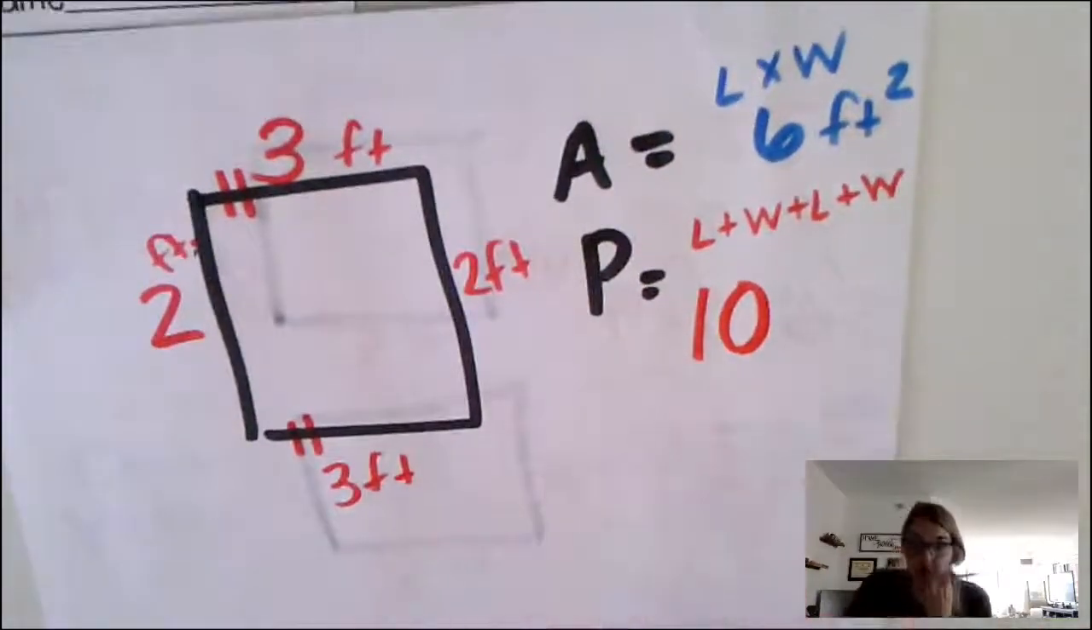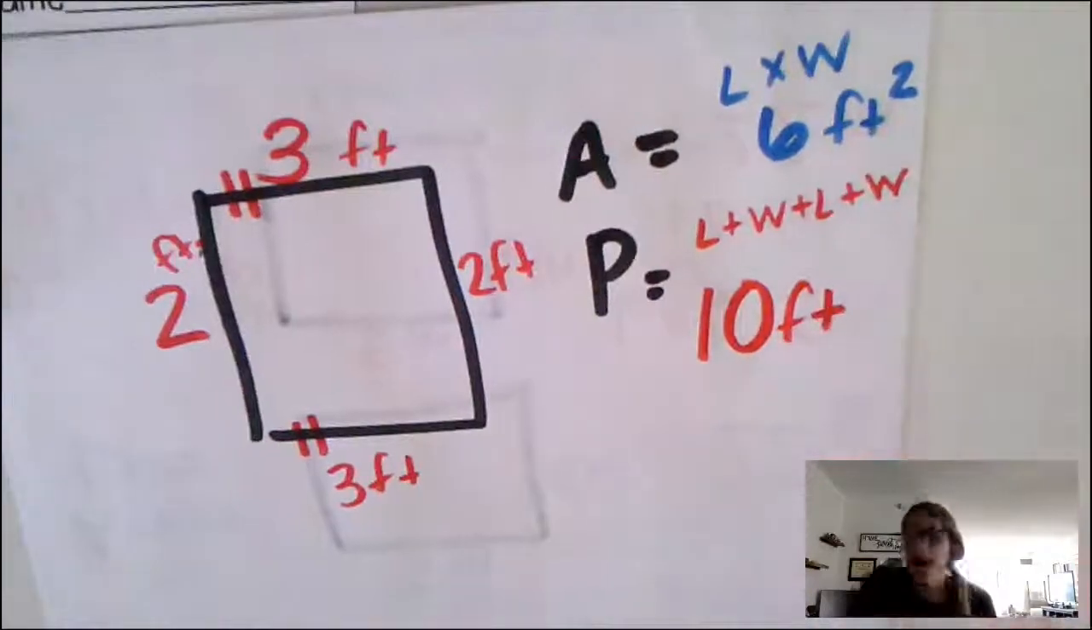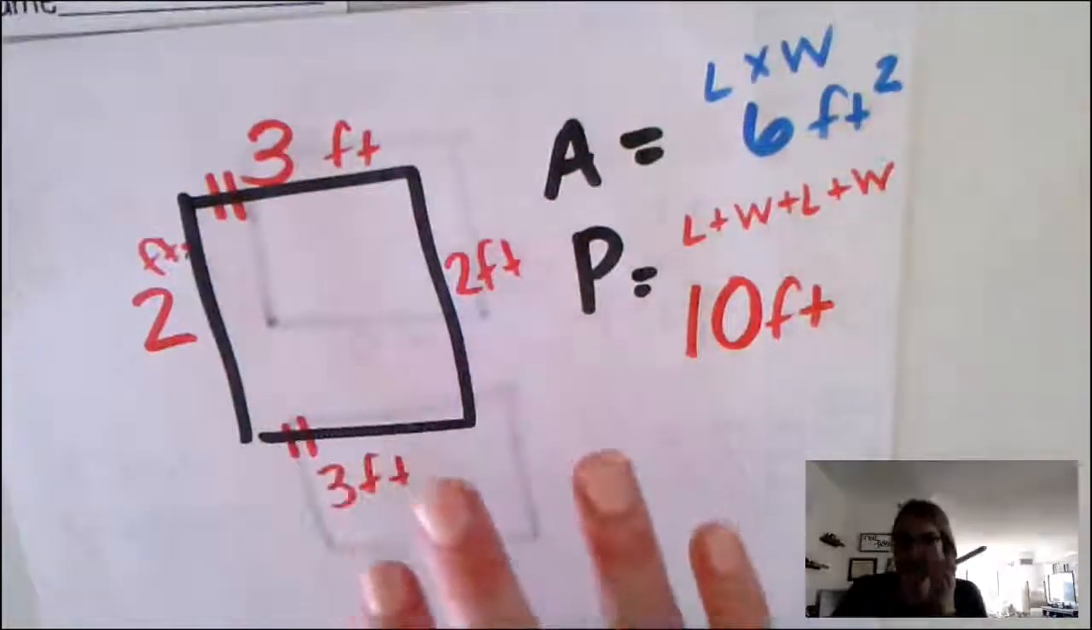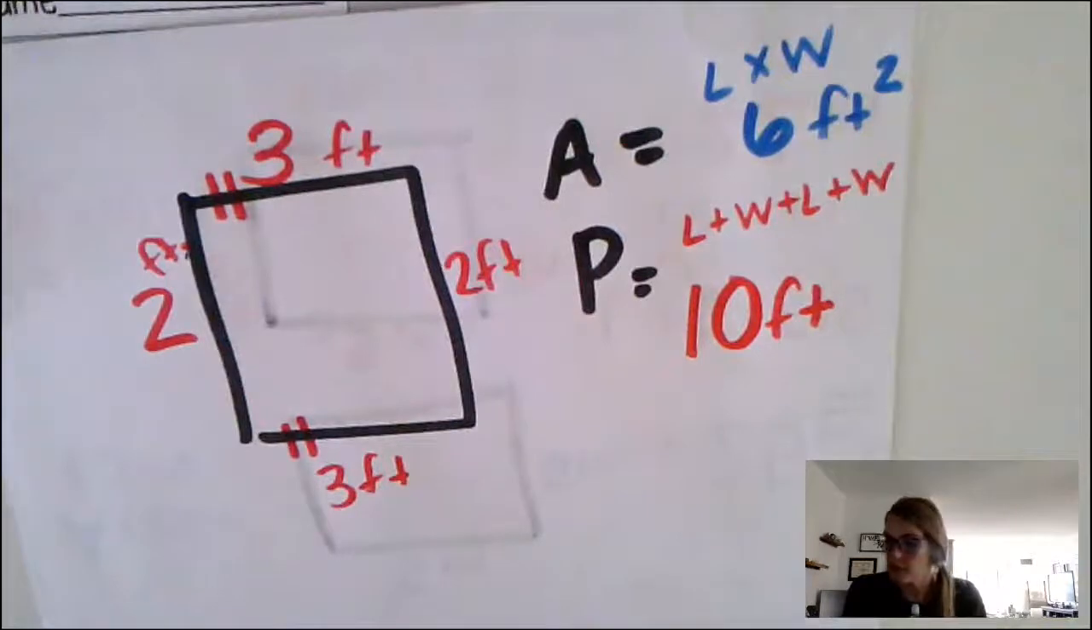Now we see that our units are feet, and because we're talking about the perimeter and we're just adding these together, we are not going to square them.